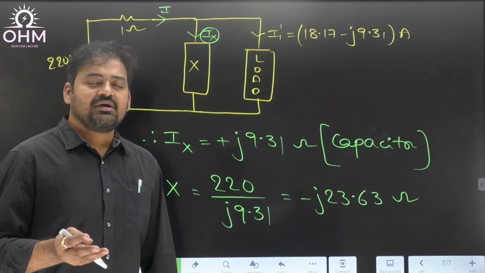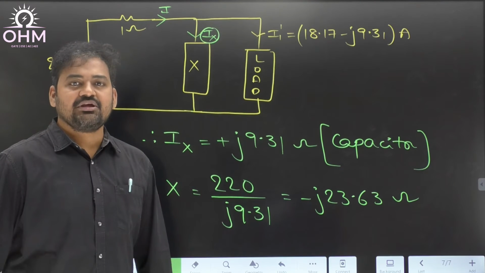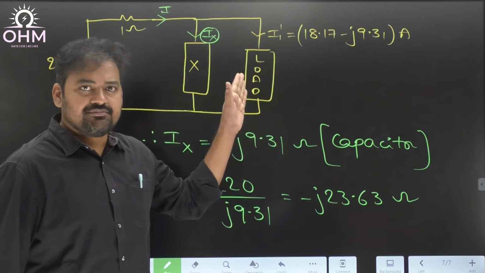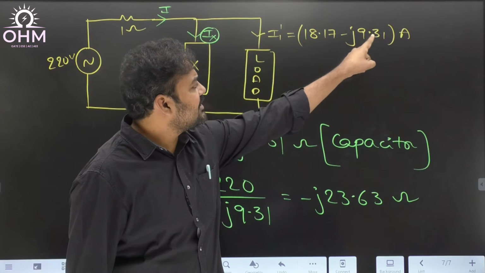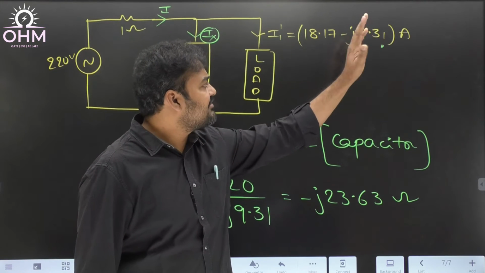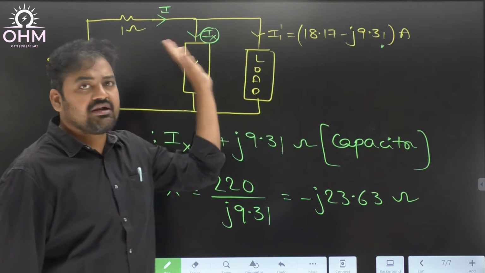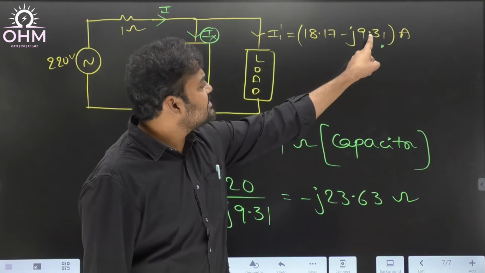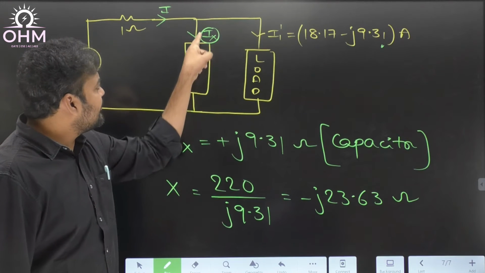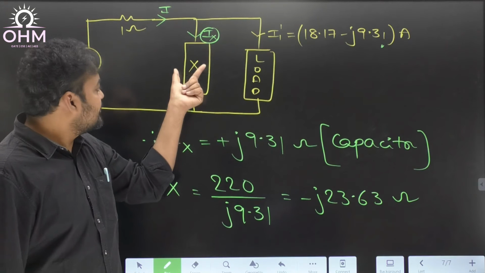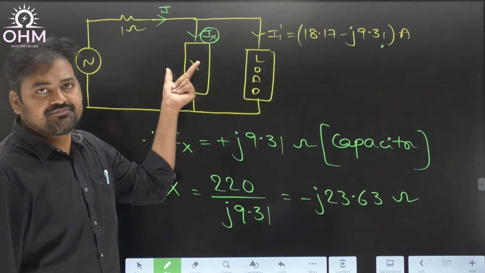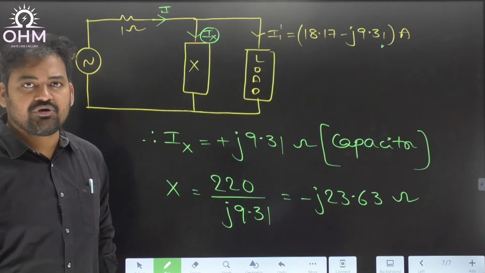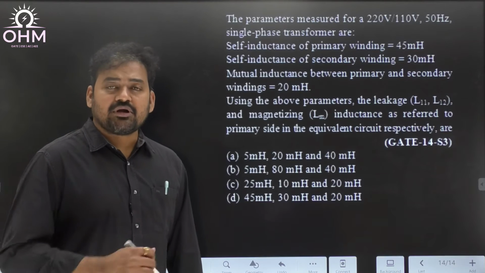So what will happen? Entire input power factor will be equal to unity. Understand? So very simple. Transfer the load current to the primary side. Make sure that reactance or imaginary part is nullified. If reactive part is nullified, entire input power factor becomes unity. Reactive part is nullified only if minus J 9.31 is compensated by plus J 9.31 here. That means this X must be a capacitive element, and the reactance will be minus J 23.63 ohm. Okay, that is the answer. All right, let's move to the next question.